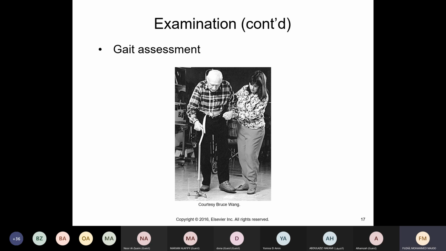This individual looks like he needs a cane to balance himself. This is the job for this woman. It looks like this belt is connected to a device that's suspending him in case he falls, and the physical therapist is just there to help spot him.